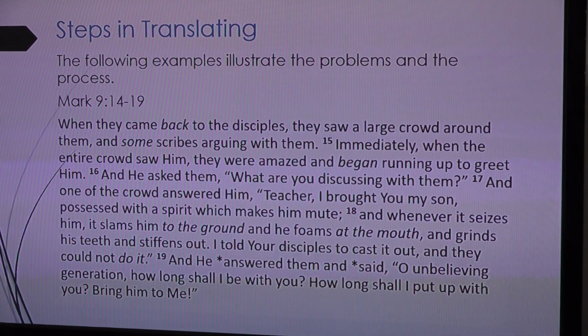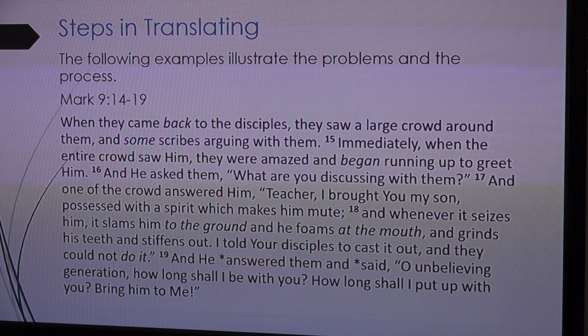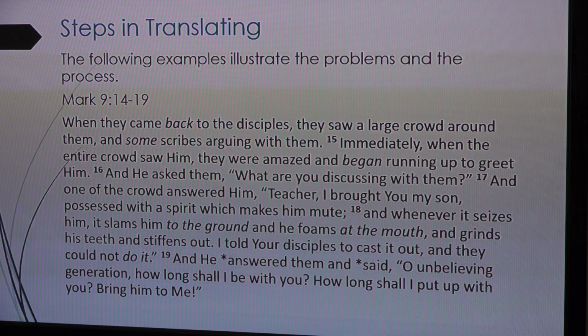9:14-19. And they came back to the disciples, the three disciples and Jesus came back to the other 9 disciples who were not on the mountain. And they saw a large crowd around them and some scribes arguing with them. And immediately when the entire crowd saw him, they were amazed and began running up to greet him. And he asked, "What are you discussing with them?"